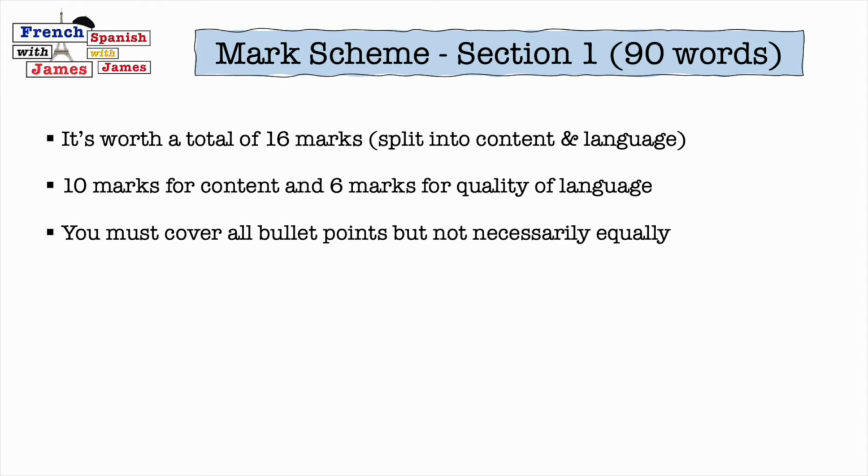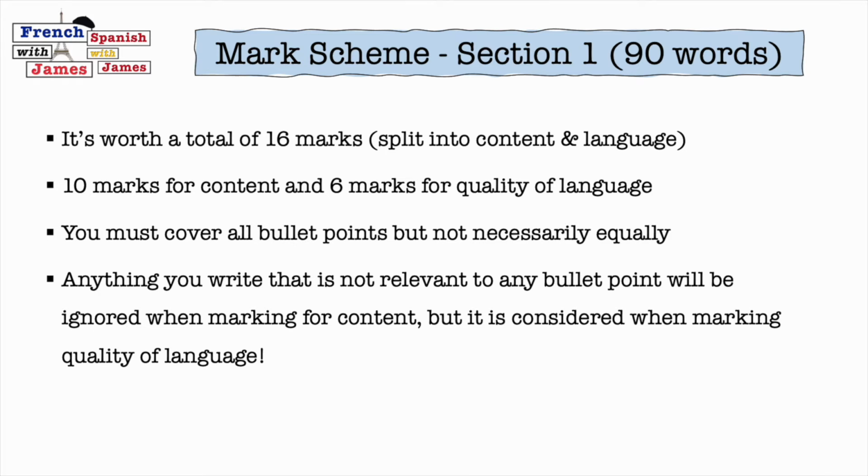So as I mentioned, you might write a bit more about one bullet point than another. That's fine. And anything that's not relevant in any way to any of the bullet points will be completely ignored by the examiner when they're marking for content, but they will take it into account when looking at the quality of your language. So basically, it's not going to help you get any more marks, but any mistakes you make in that irrelevant section might count against you for the quality of language mark. So it's important to stay focused on those 4 bullet points and to not waste any time writing anything that's not relevant.